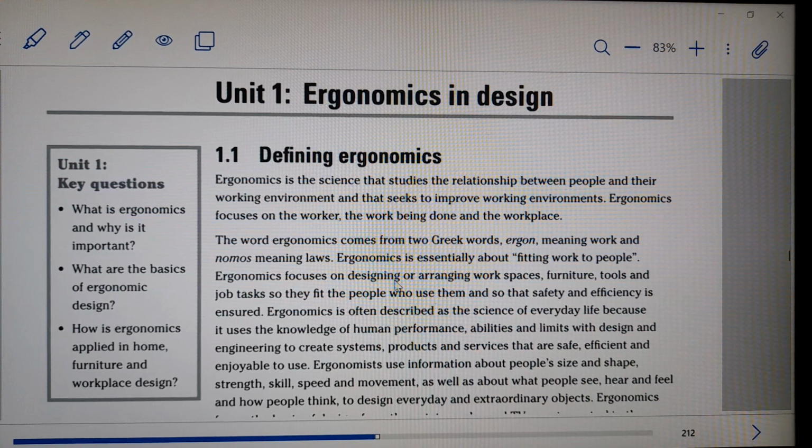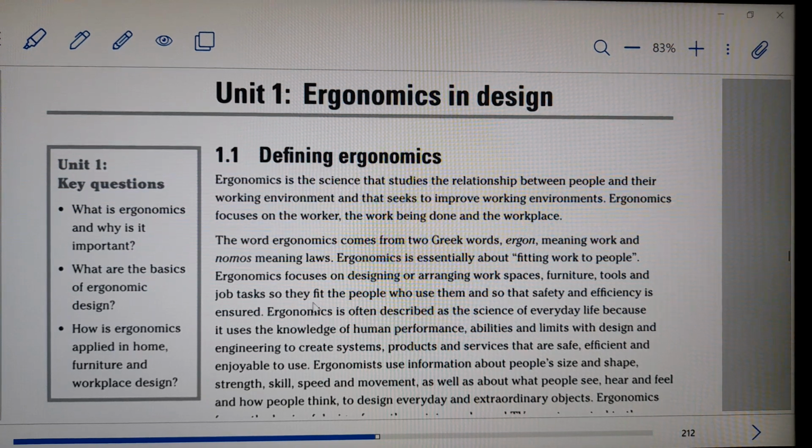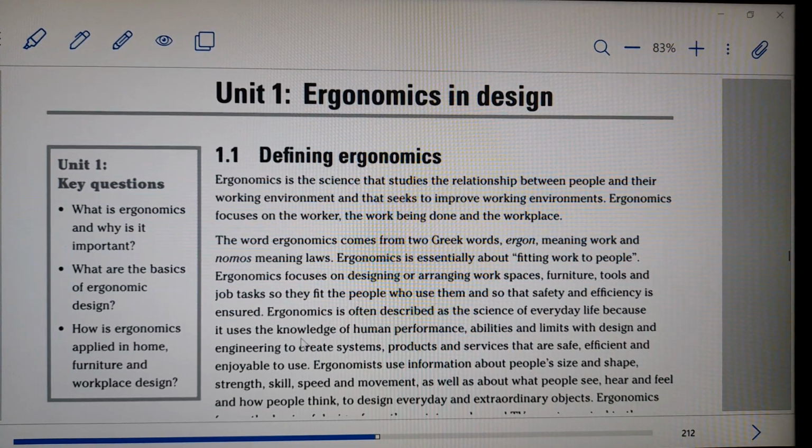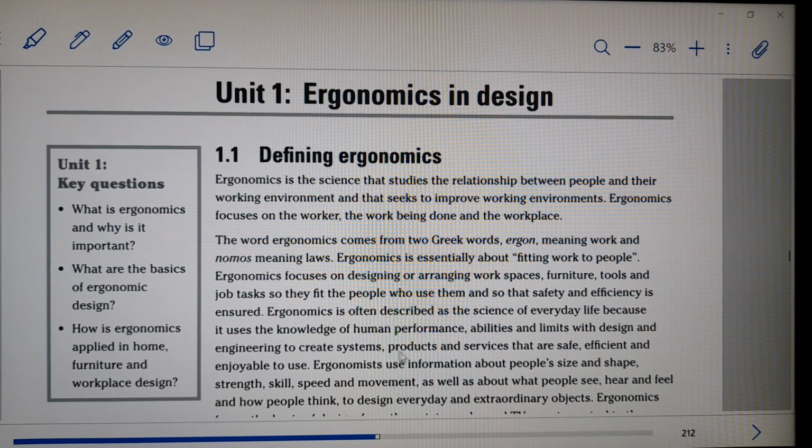Ergonomics is essentially about fitting work to people. Ergonomics focuses on designing or arranging workspaces, furniture, tools, and job tasks so that they fit the people who use them and so that safety and efficiency are ensured. Ergonomics is often described as the science of everyday life because it uses knowledge of human performance, abilities, and limits with design and engineering to create systems, products and services that are safe.